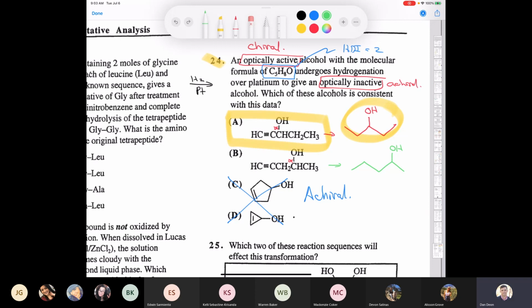Cool. What I'm impressed with is how quick you guys are able to answer questions about chirality and determine which compounds are achiral very quickly. So that's very, very good.